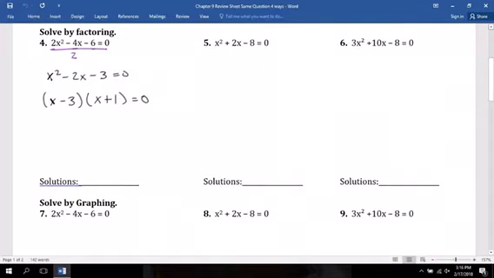And so now that we have this factored, we can set each piece equal to 0 and solve. So x minus 3 equals 0 and x plus 1 equals 0. So in this case, for x minus 3, we would add 3 to both sides, and we're going to get x to be 3. For x plus 1, we'll subtract 1 from both sides, and we get x to equal negative 1.